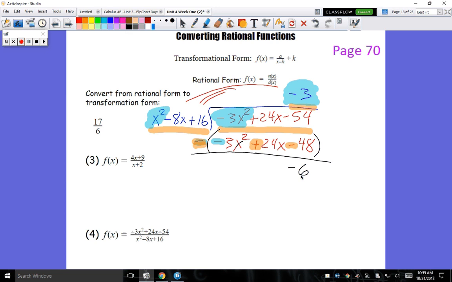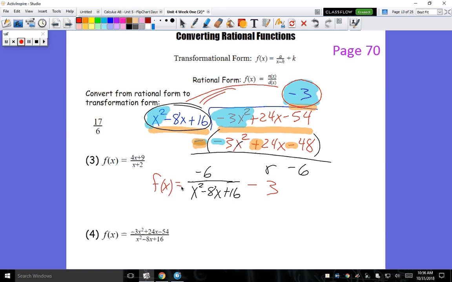Okay, so with the remainders, we know those are the ones that are going to have this as their denominator. So it's -6 over all of this stuff. And then this is going to be -3. So we have f of x, and this will be on the quiz, guys, for sure. On Friday, this information as far as knowing how to convert back and forth between transformational and rational form. This is transformational or rational form. So this right here, we converted it to transformational form.